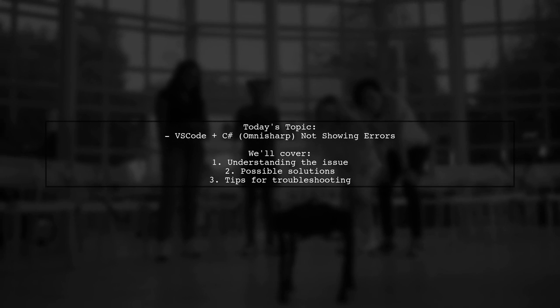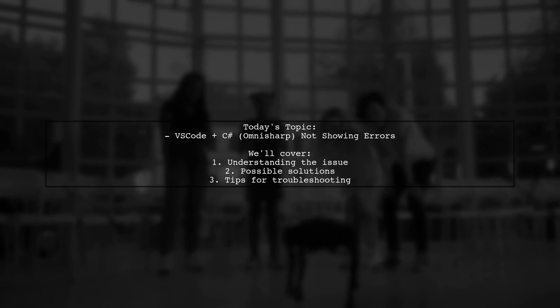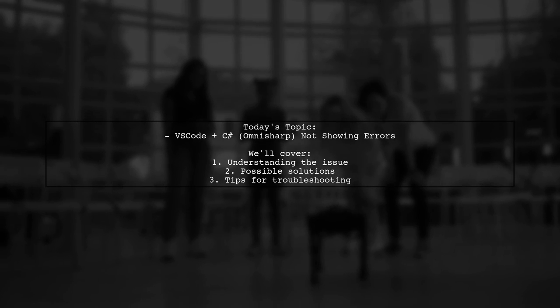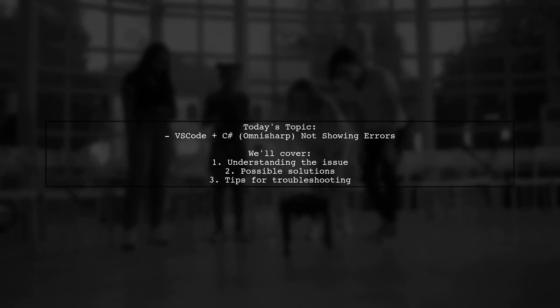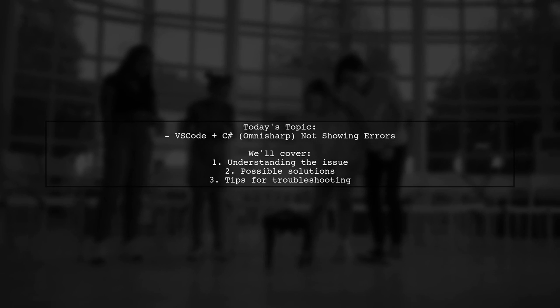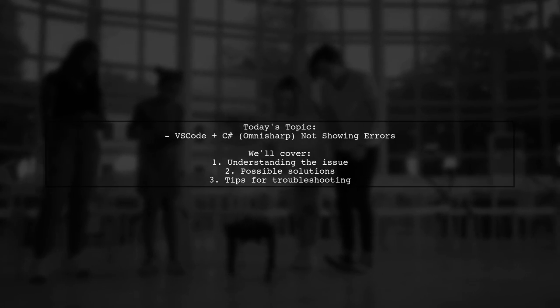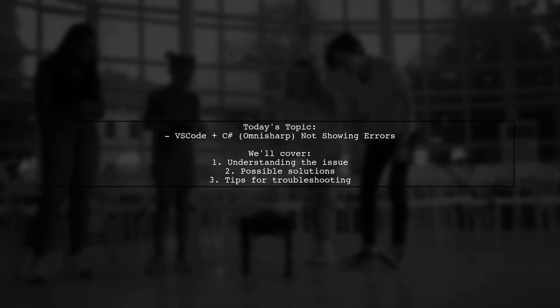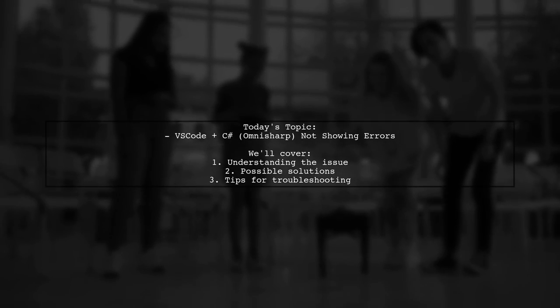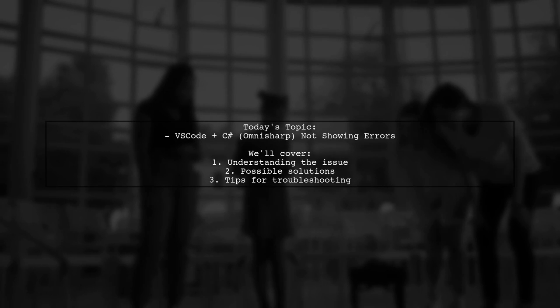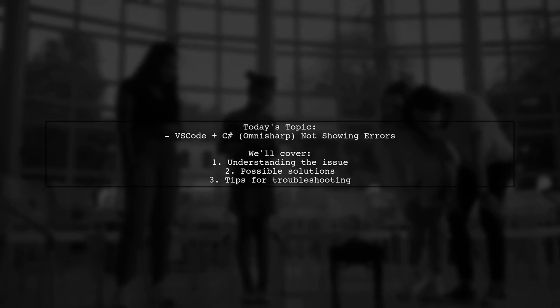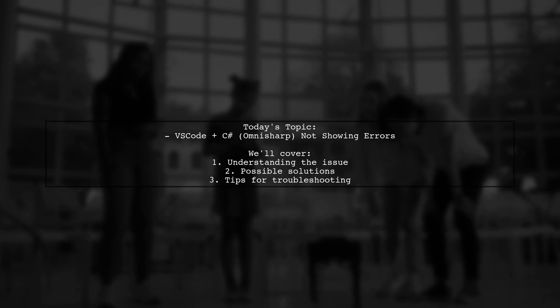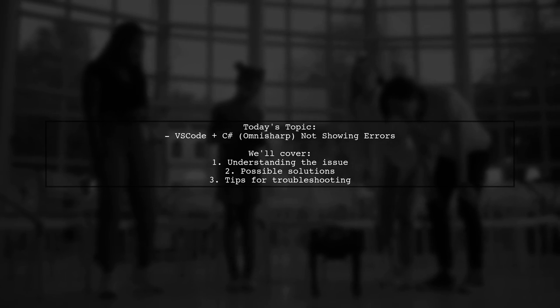Today, we're addressing a frustrating issue that many developers encounter while using Visual Studio Code. Our viewer, Alex, is wondering why OmniSharp isn't providing any error feedback in their coding environment. Despite reinstalling both Visual Studio Code and the necessary extensions, the problem persists. Let's dive into Alex's question and explore what might be missing and how to resolve this issue together.